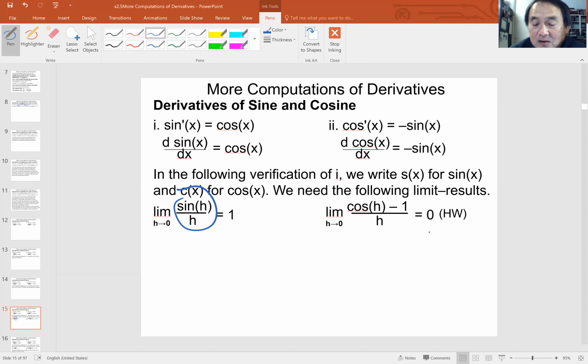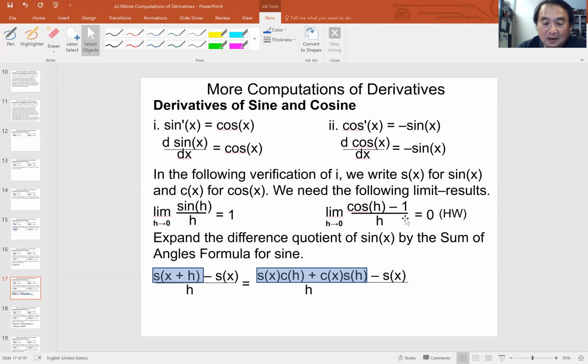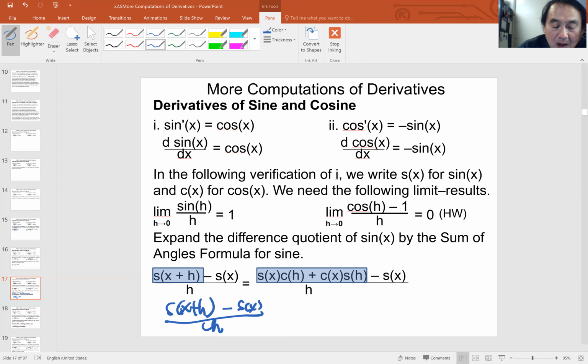So it's very important. The other one I leave as homework: as h goes to 0, that limit goes to 0. The hint is to use conjugates and see what happens. Here's the sine x version. I use the difference quotient: f of x plus h, in this case sine of x plus h, minus sine of x. That's the difference quotient, and I'm going to divide this by h.